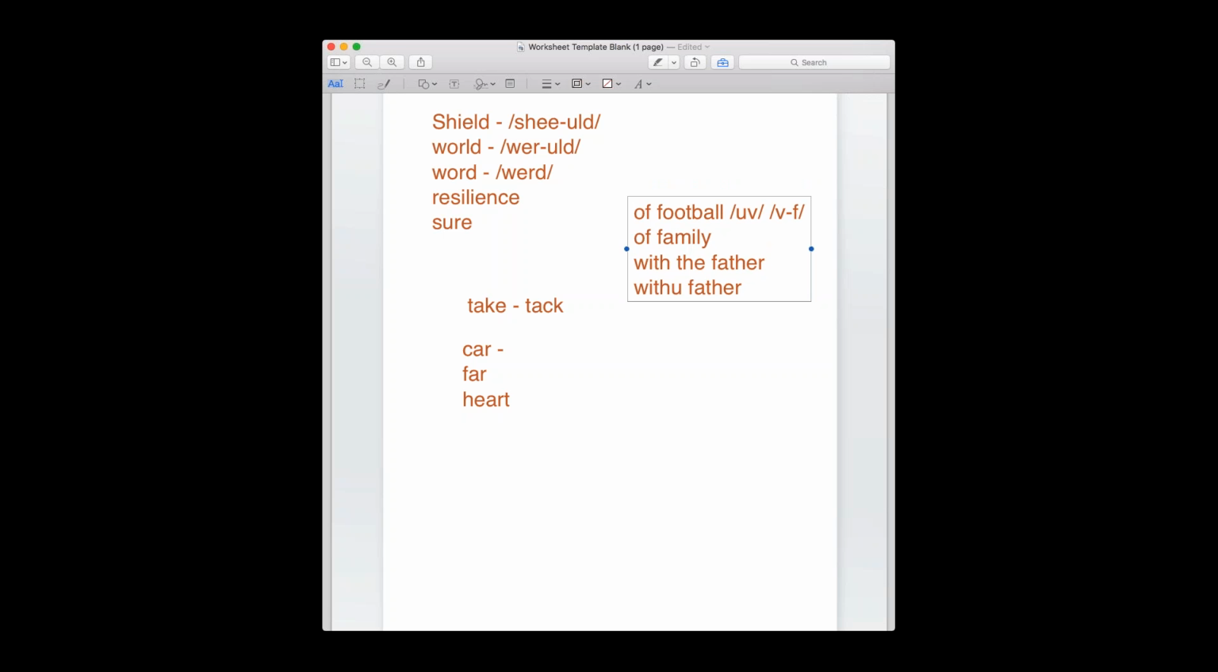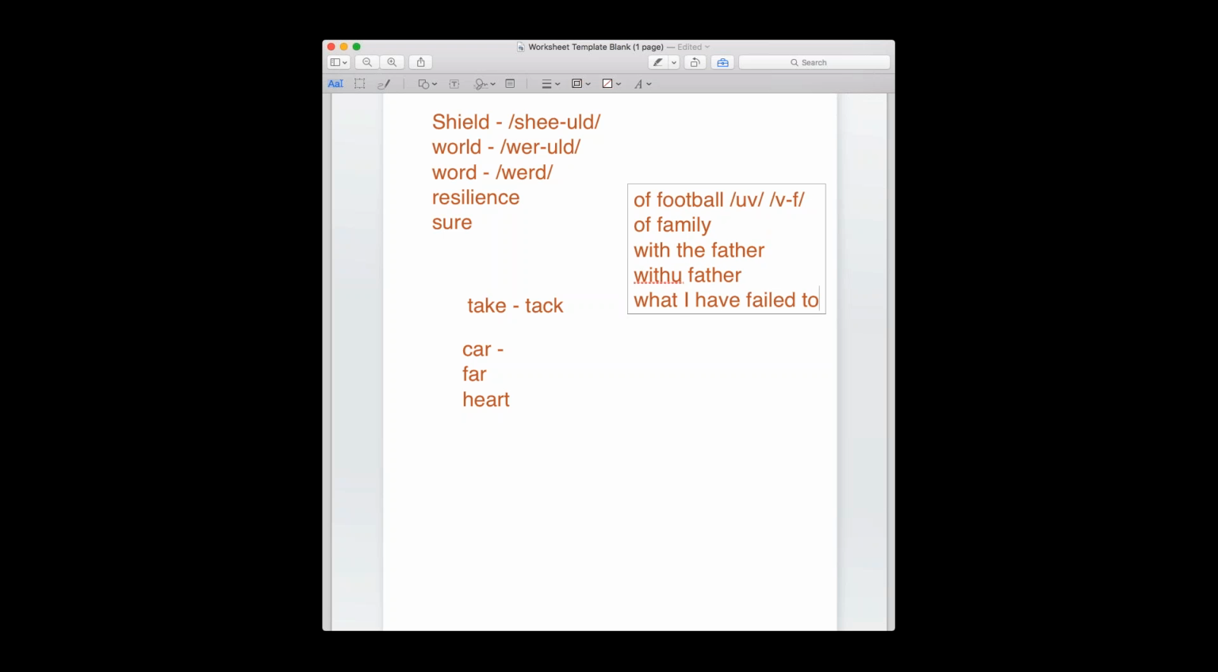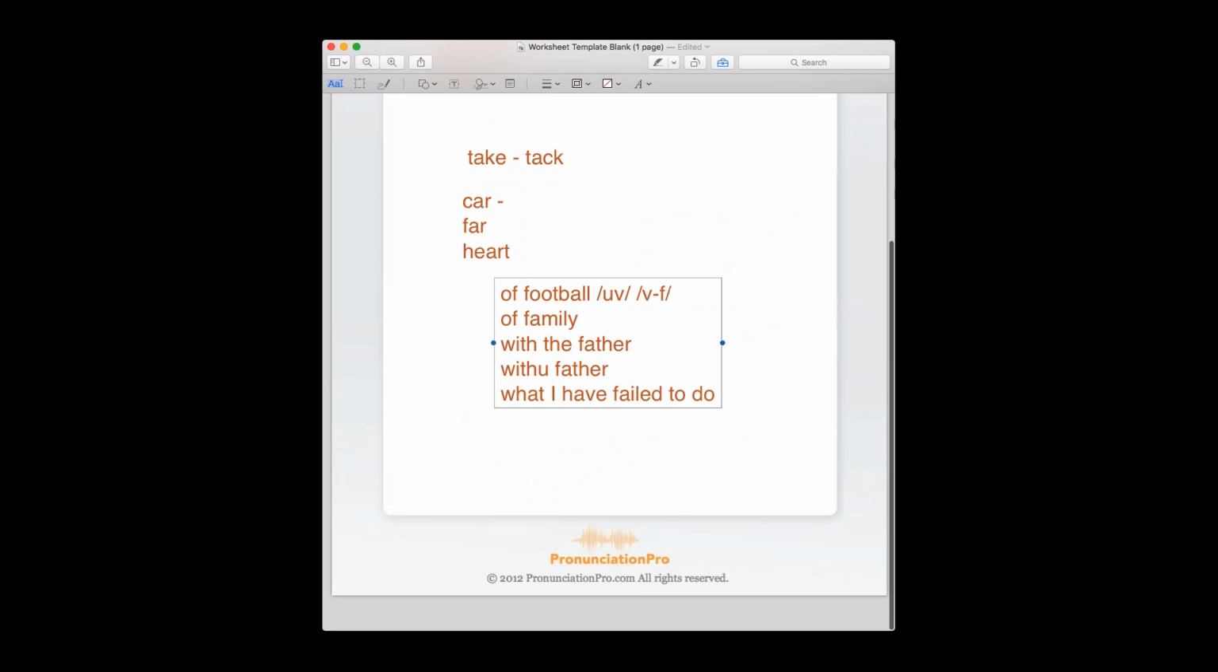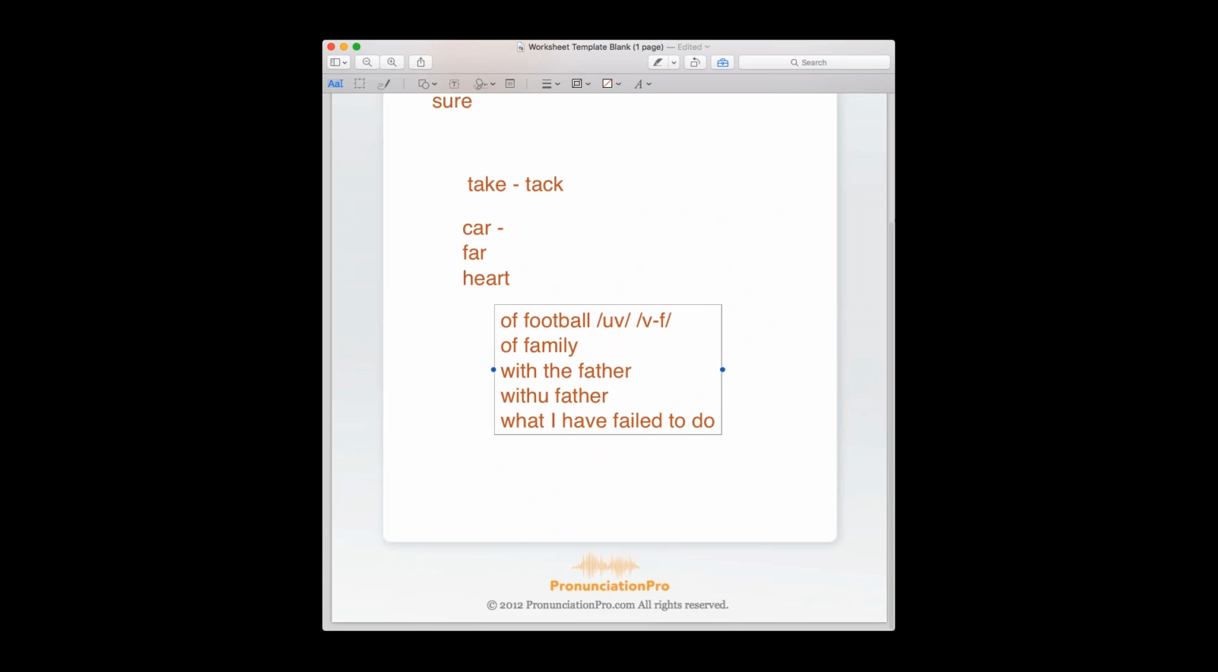Oh, and you have one more question here. What I have failed to do. Say that one for me. Let me concentrate. Okay. What I have failed to do. So it's that same situation with have failed. Just like of family, we're going to do that sound just once. Have failed.